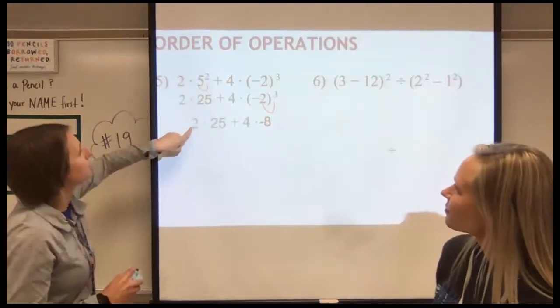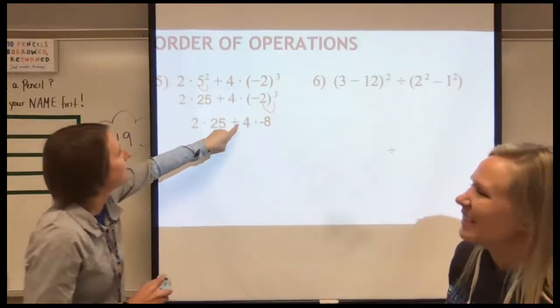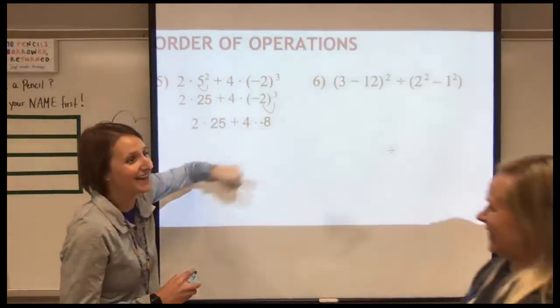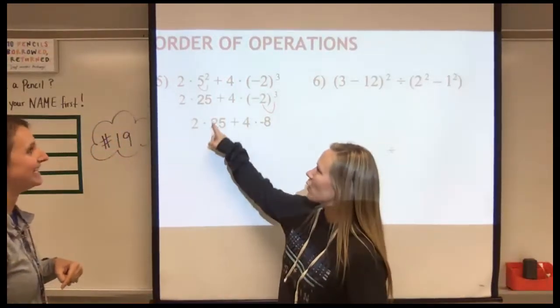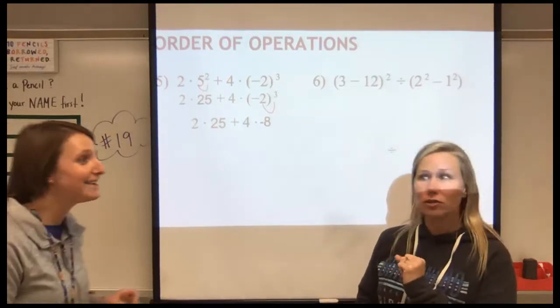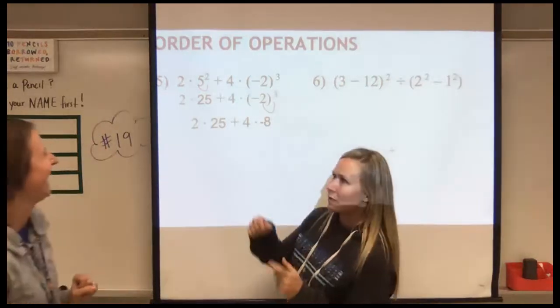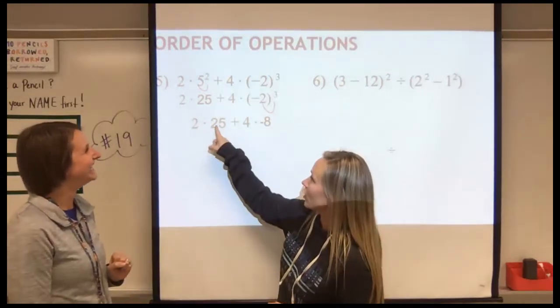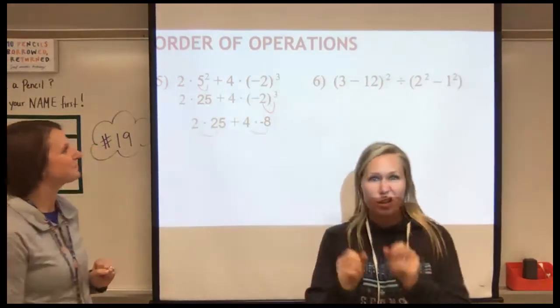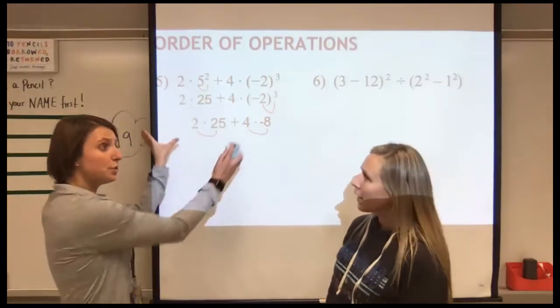Let's bring it down. So I have 2 times 25. I'm not intimidated by large numbers. Plus 4 times negative 8. You know what I think when I think of the 25? I think of a quarter. I think of money. I think of gumballs. Oh yeah, because I can buy gumballs with quarters. So how many gumballs could I get if I had 2 quarters? 2 groups of 25, 2 quarters. Well, that's 50.